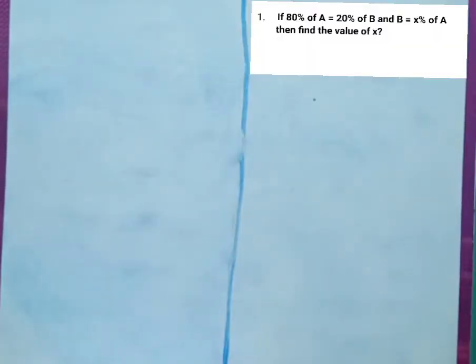Let's begin. So friends, the first question of our session is, if 80% of A equals 20% of B and B equals X percentage of A, then the value of X is. I think friends, this question is really easy. You can easily solve this, right? So just pause the video and try it yourself. It's just a kind of mathematical calculation. You can easily solve this, right?